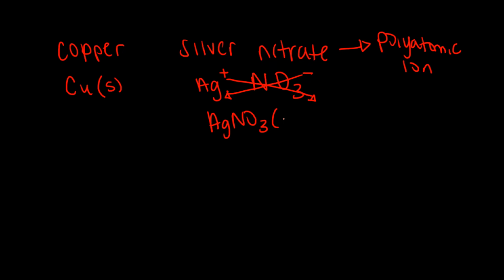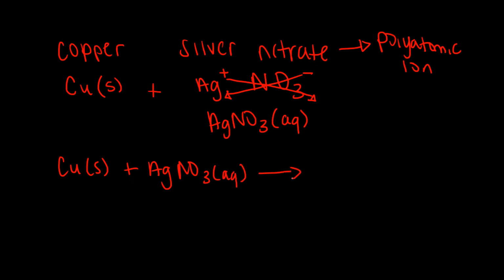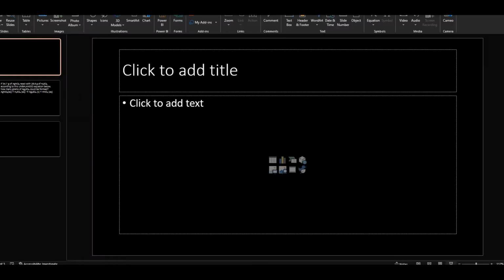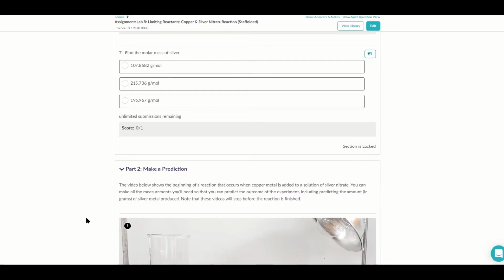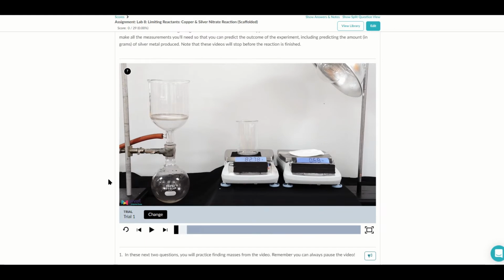Now we are starting off with AgNO3 in solution. This means that it is aqueous. The reason we know this is because otherwise this reaction wouldn't happen. You wouldn't have a liquid mixing with your solid copper. So what we have so far is copper plus AgNO3. What you need to figure out is what happens. So instead of just giving that away, because I always want you to critically think about what's going on, we are going to look at the video and I will guide you there.